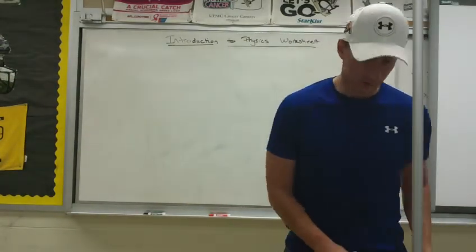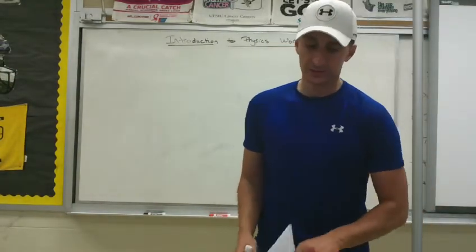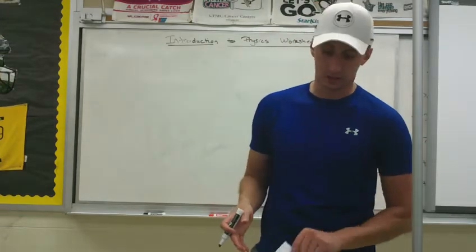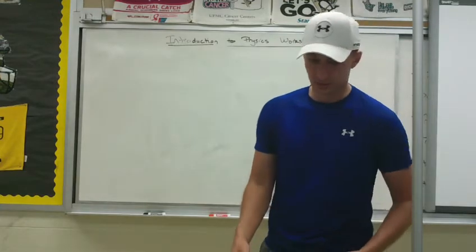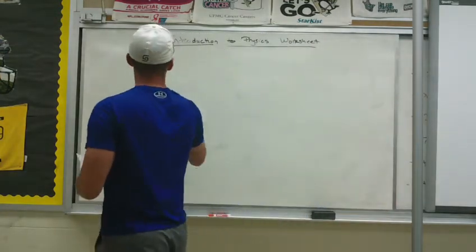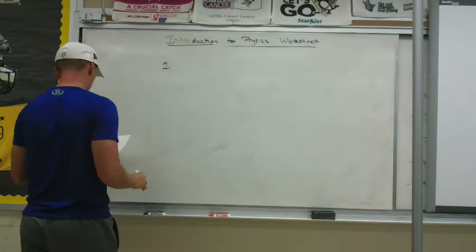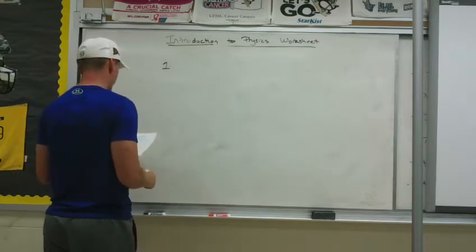Alright, so today what you're going to be working on is the Introduction to Physics worksheet, and we'll be going through all those problems. So let's just take it from the top. Number 1 says, a worker is to paint the walls of a square room 8 feet high and 12 feet along each side.